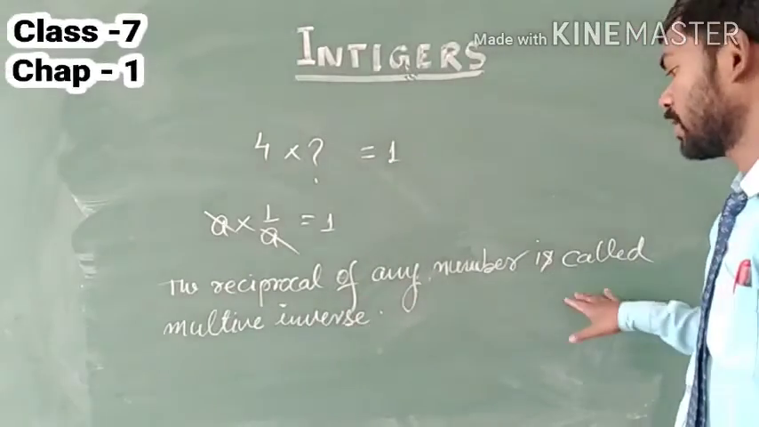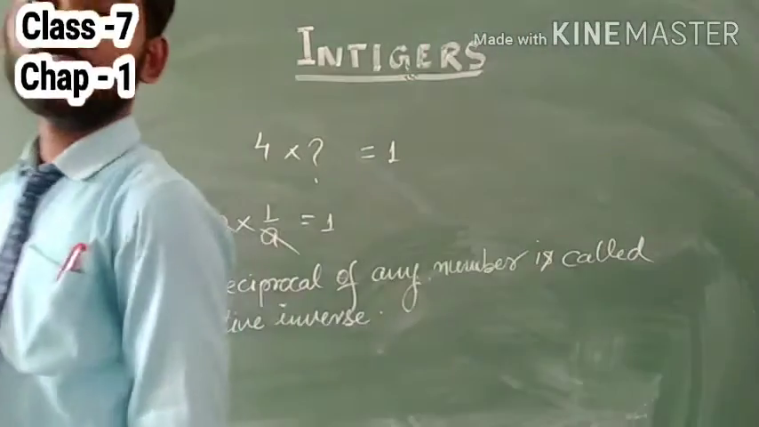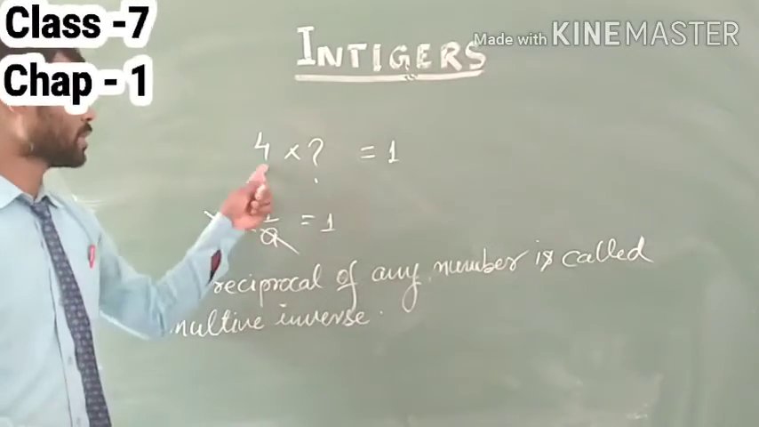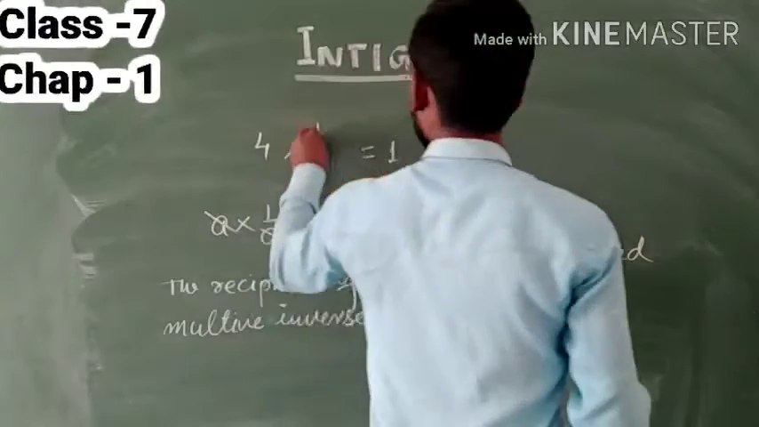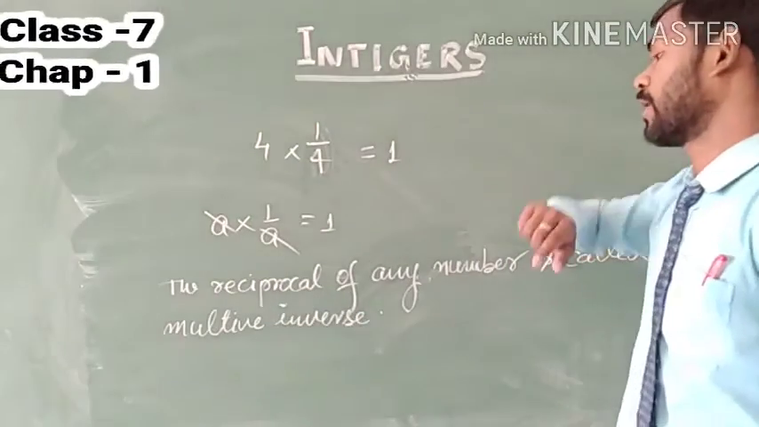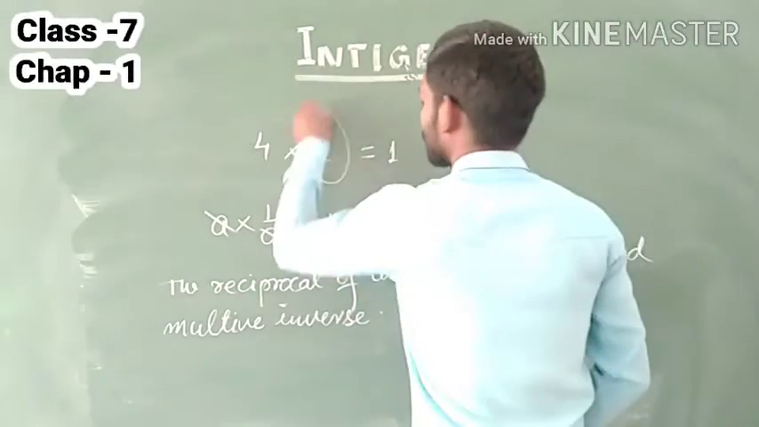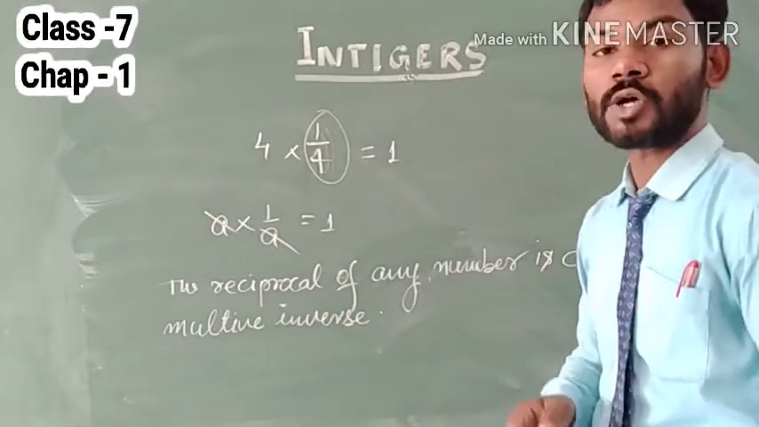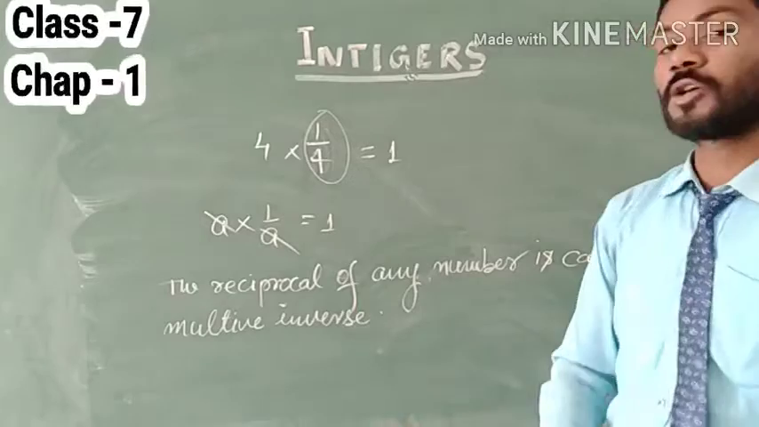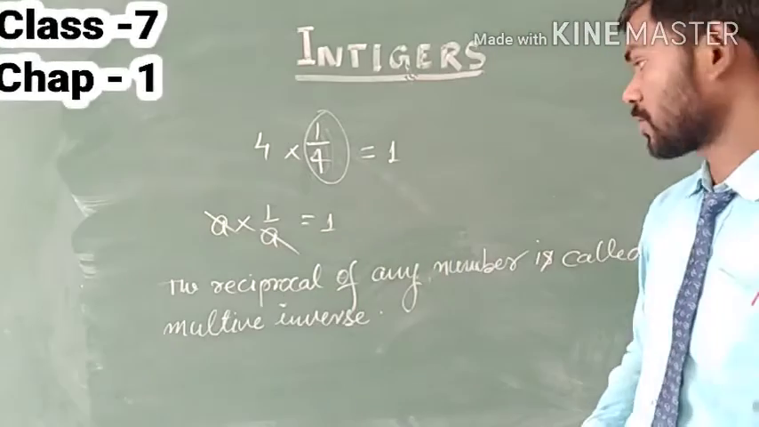So this statement makes sure that the reciprocal of any number will be the multiplicative inverse of the given number. So here we have to substitute 1 by 4 in place of the question mark in order to get the value 1. Therefore 1 by 4 will be the multiplicative inverse of the number 4. Okay, so this is the inverse property of integers in terms of multiplication. I hope that it is also clear to everyone.